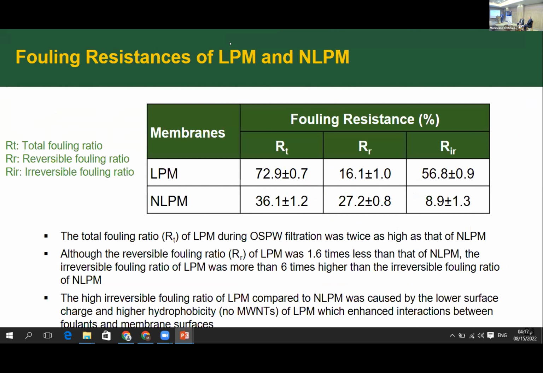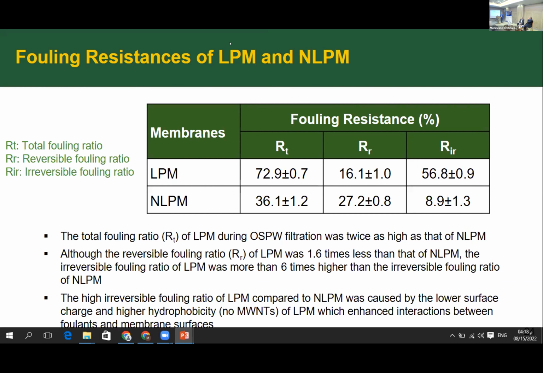And for the fouling resistance, as you can see here, the total fouling ratio, the reversible fouling ratio and the irreversible fouling ratio were estimated as per that figure. The total fouling was about 72% for LPM and about 56% for NLPM. The majority of the LPM fouling was due to irreversible fouling. On the other hand, the majority of the NLPM fouling was reversible fouling.